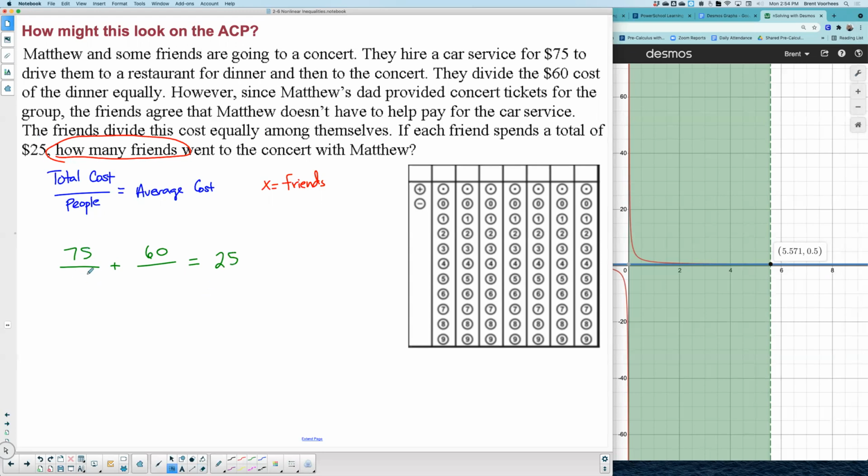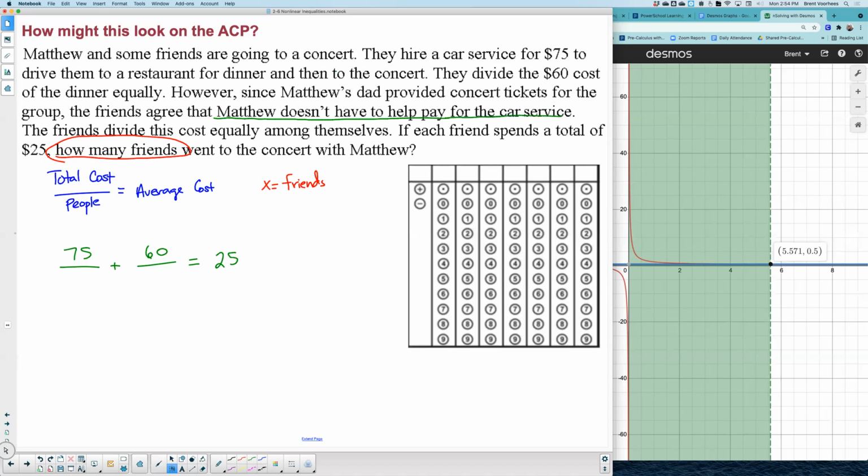So now let's see how many people pay for 75 and how many people pay for 60. It says they hire a car service for $75 to drive them to a restaurant for dinner and then to a concert. Next sentence, they divide the $60 cost of the dinner equally. However, since Matthew's dad provided concert tickets for the group, the friends agreed Matthew does not have to pay for the car service. All right. Matthew doesn't have to pay for the car service.